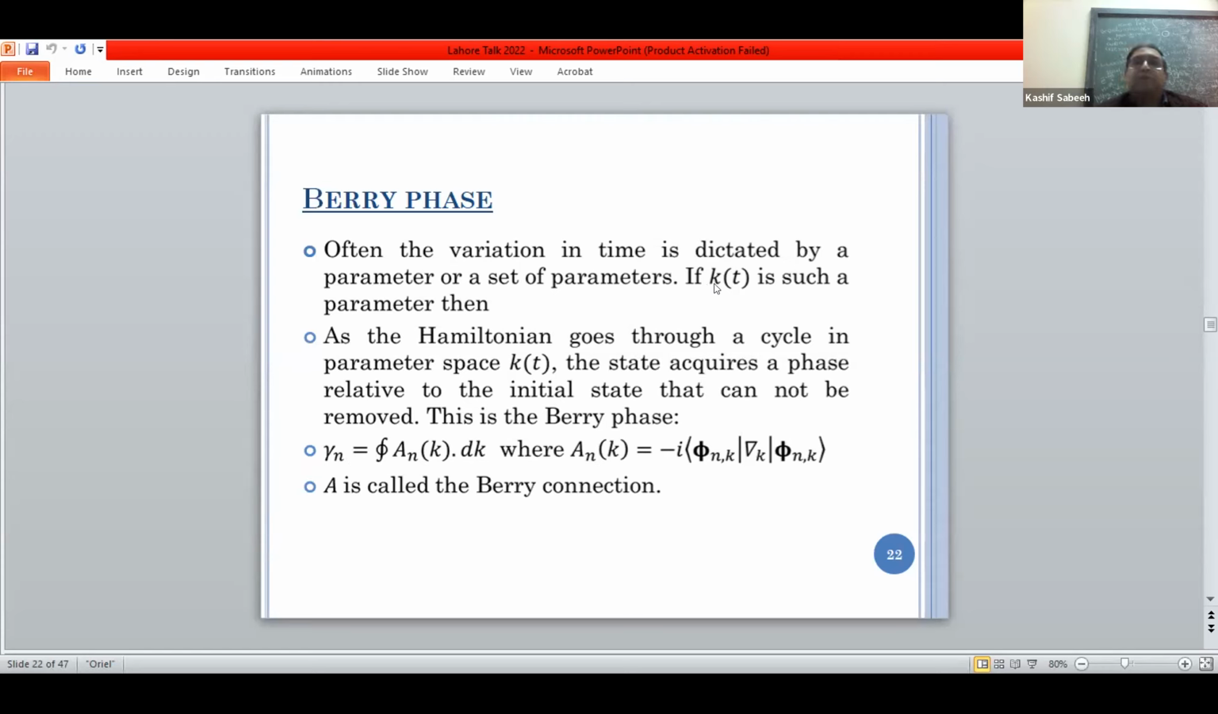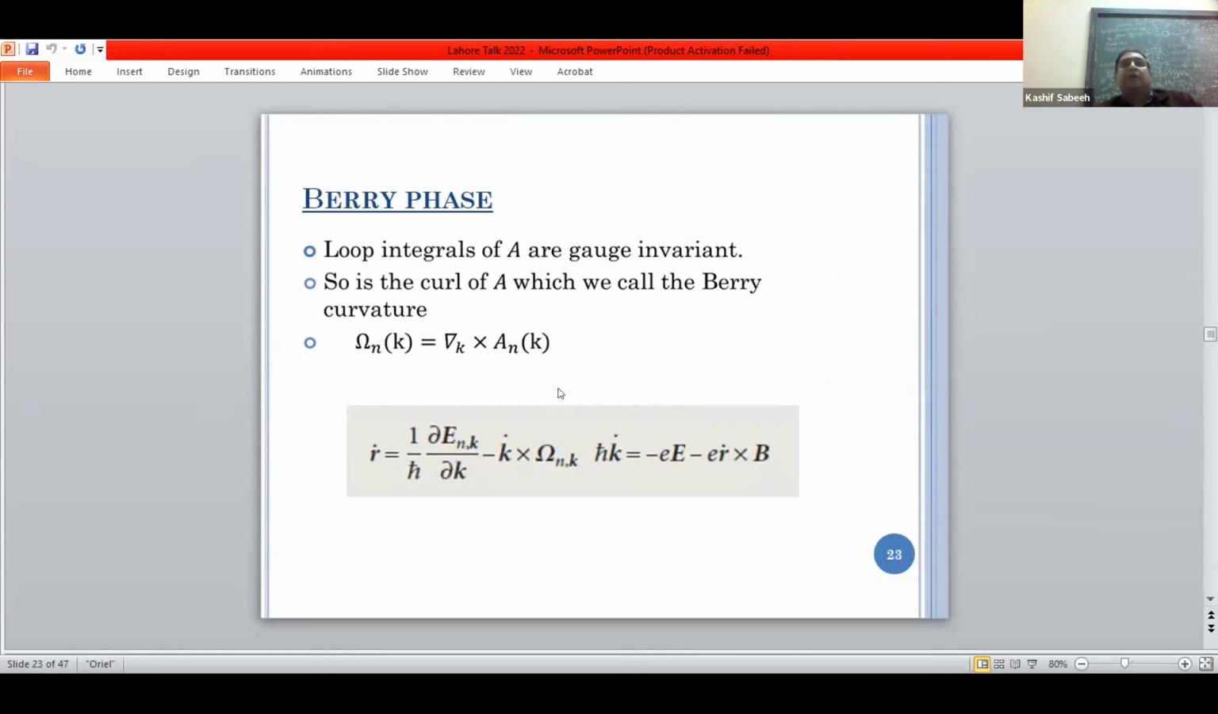I'm calling the parameter k in this slide because we'll be talking about wave vector as the parameter. The Berry connection can be expressed in terms of these state vectors, and one can also determine the curvature as the curvature of the Berry connection. You see this is analogous to electromagnetism, where A acts as a vector potential in momentum space, and omega, the Berry curvature, acts as a magnetic field in k space.